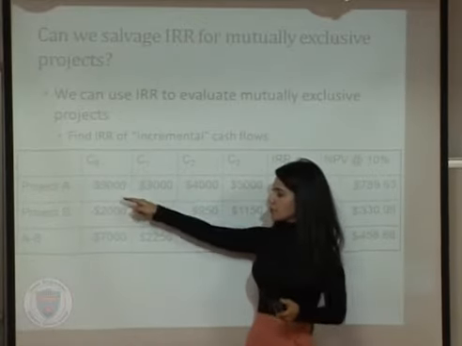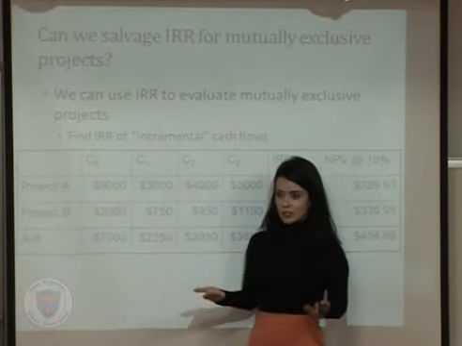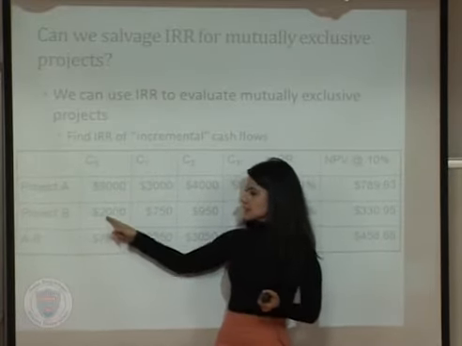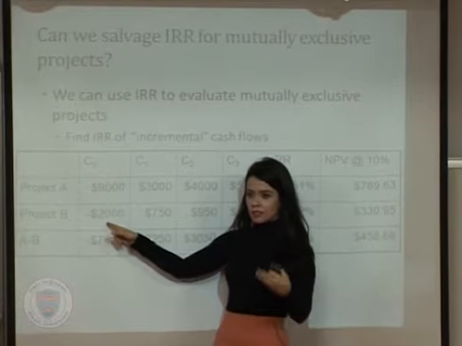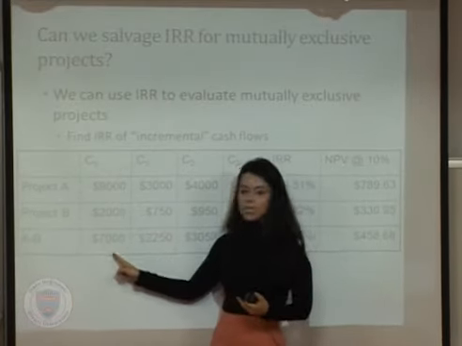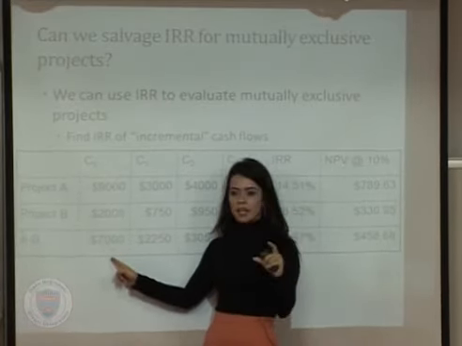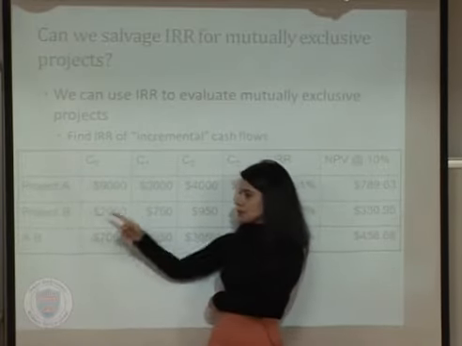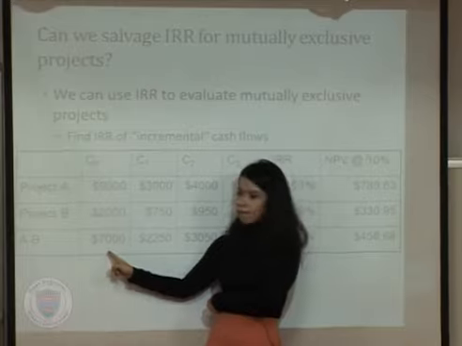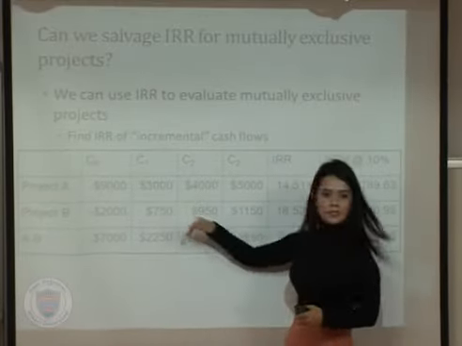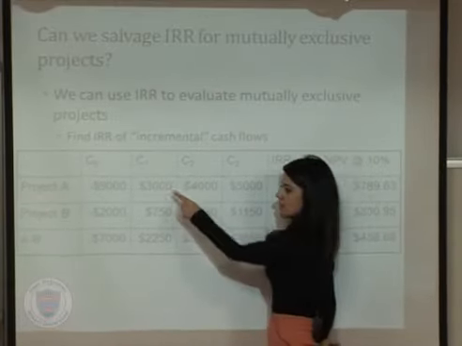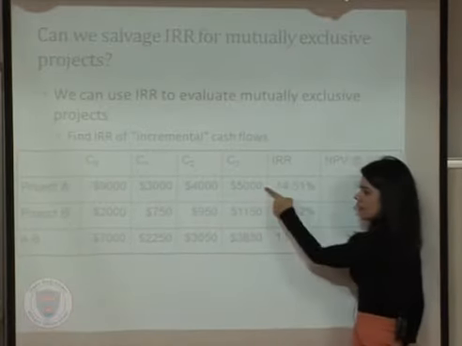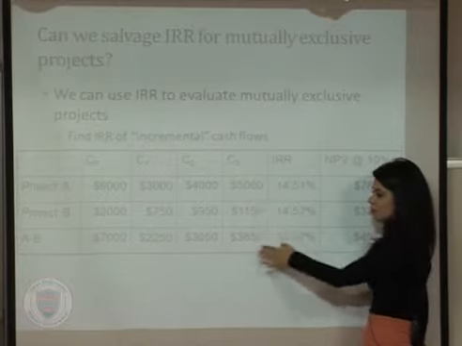So here, project A has a $9,000 cash outflow. So minus 9,000 minus the $2,000 cash outflow that project B has will give you an incremental cash flow of minus 7,000. Did we get this? Minus 9,000, minus minus 2,000, equals minus 7,000. So just A minus B. For this one it is 3,000 minus 750, 4,000 minus 950, 5,000 minus 1150, and so on.